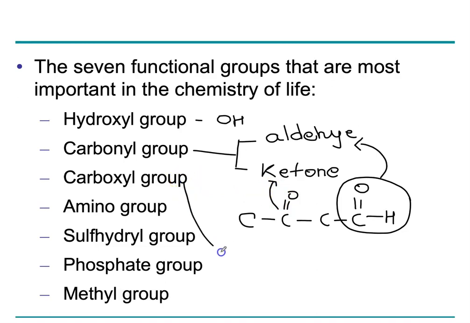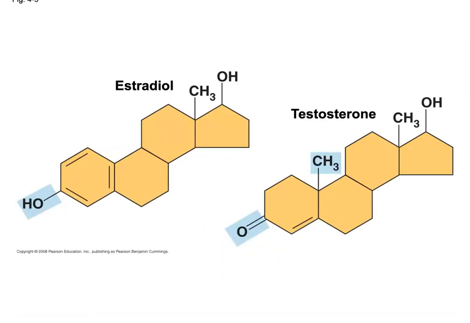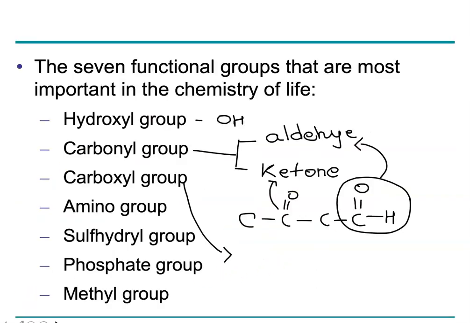The next group is carboxyl. Carboxyl is the functional group with an OH. So a good way to think about carboxyl is that it has this double bond as well as a hydroxyl group.